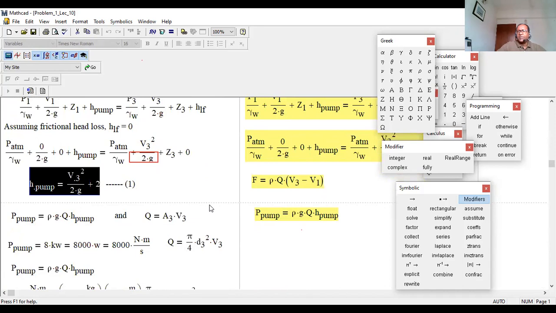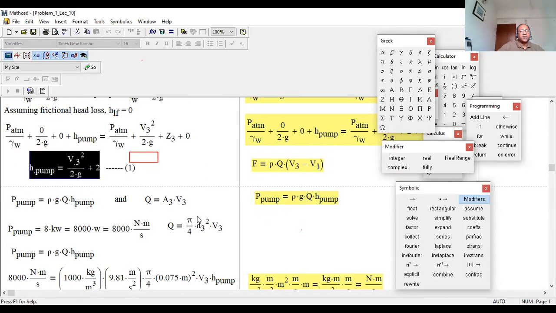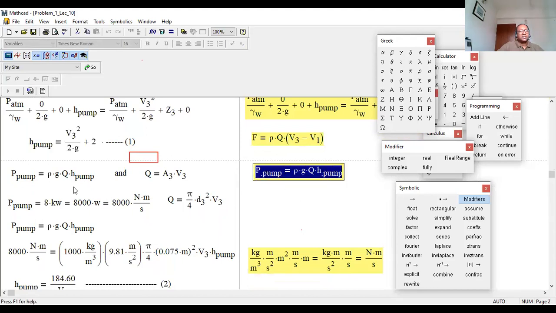So what is our requirement? We need to figure out the thrust on the pipe. If we know V3, V1 and Q, we can figure it out. And V1 we already know, V1 equals 0. So we need to figure out V3 and Q. Okay, so this is one equation. Now you see the one clue they are giving: the power of the pump. The power of the pump, 8 kilowatt, is given.